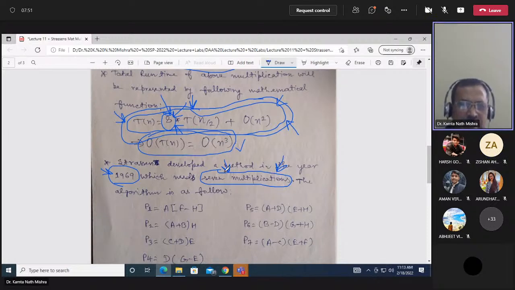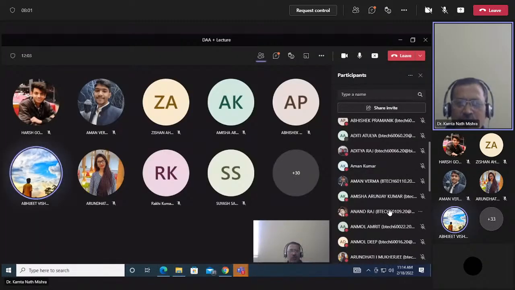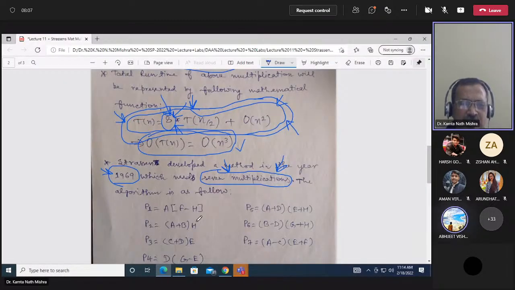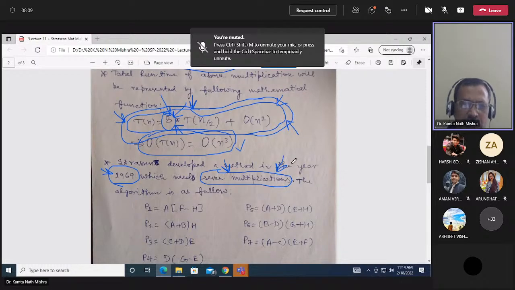And if you represent Strassen's matrix multiplication in the form of a recurrence relation, then what will the recurrence relation be? What will T(n) be equal to? 7 into... Abhijit Biswakarma. Yes, sir. T(n) equals 7 into T(n/2) plus O of n square.